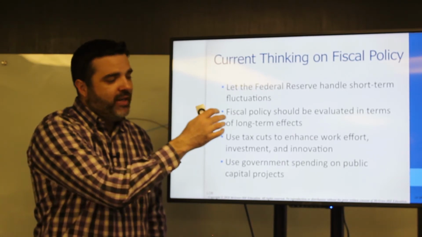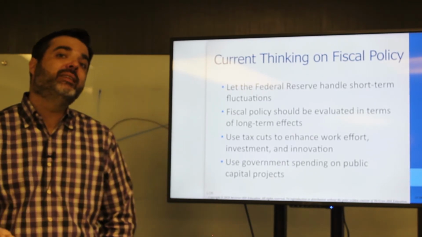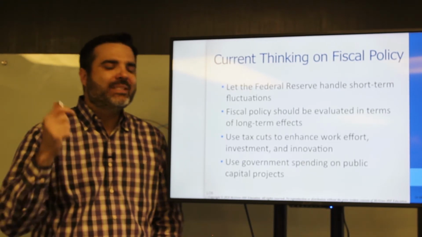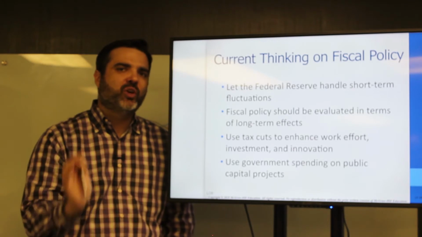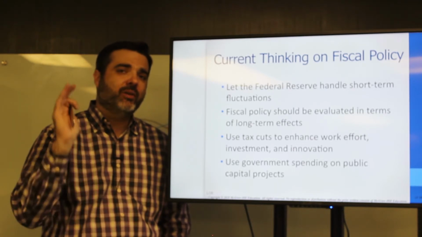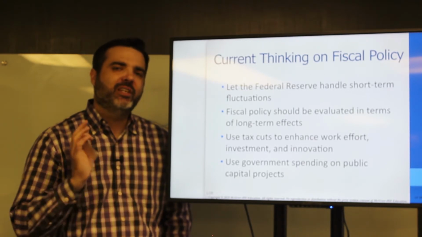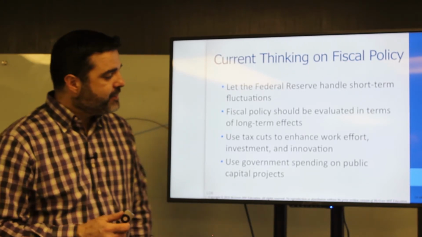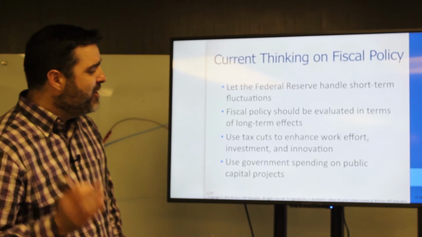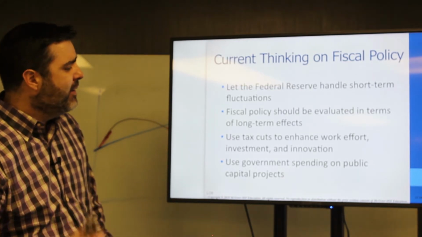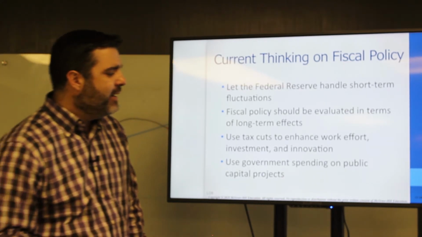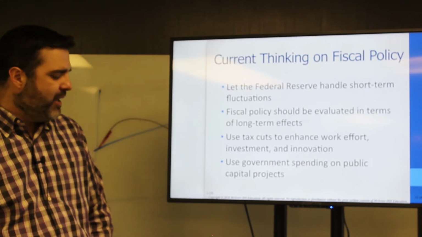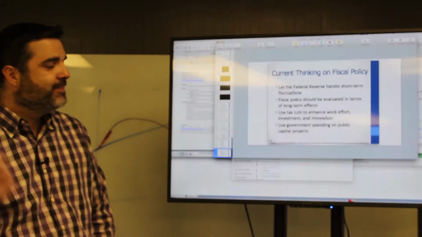And this, in part, is part of the reason that Republicans did give tax cuts. Their argument was this really isn't a short-term issue. This is a long-term philosophical issue that we should have lower taxes in this country, and that it should be used to enhance work effort, investment, and innovation, and that government spending should be on public capital projects, and that should encourage projects in other areas.